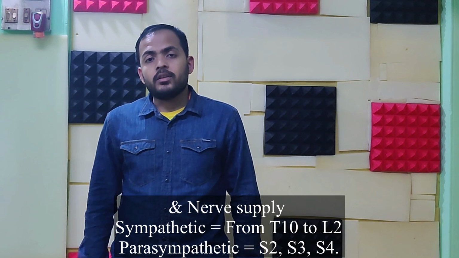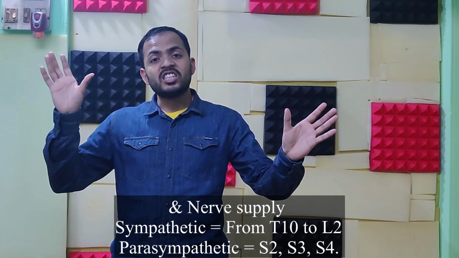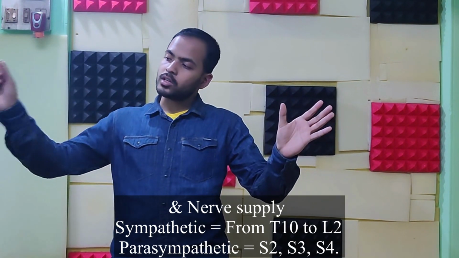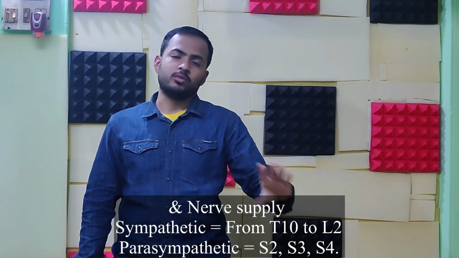And in the nerve supply, it has sympathetic and parasympathetic components. Sympathetic comes from T10, T11, T12, L1, L2, okay. So T10 to L2, done, and the parasympathetic is the same, S2, S3, S4, done.